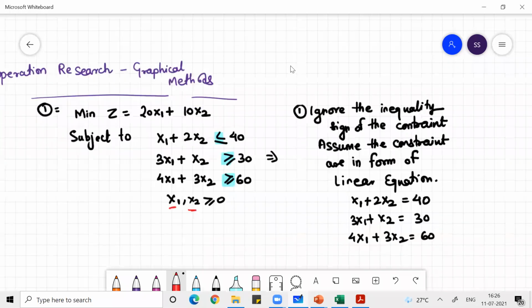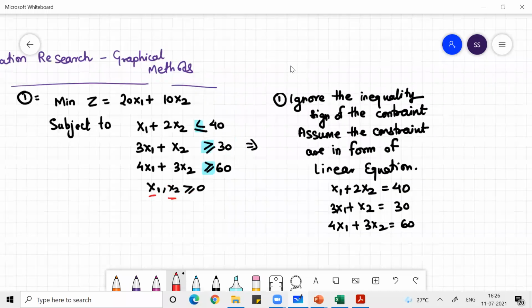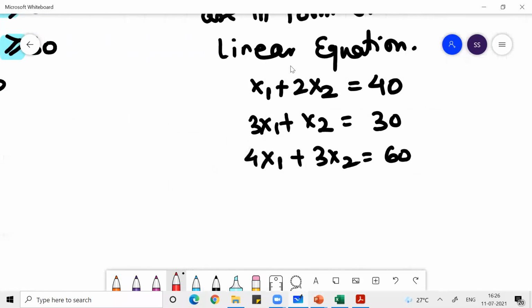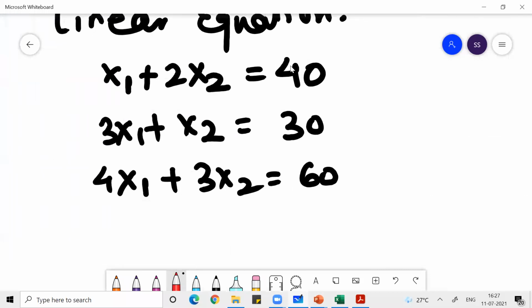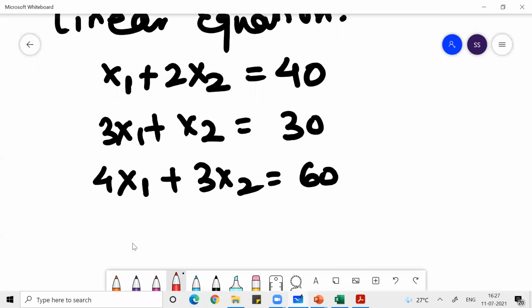When we are trying to solve the problem by using the graphical method, the first thing we do is ignore the inequality sign. We assume that the given linear inequation is a linear equation. Then, for every line you get, find a minimum of 2 solutions. If you find more than 2 solutions, not a problem, but at least find 2 solutions. Why 2 solutions? Because if I get 2 solutions, I can draw a line through those 2 points.